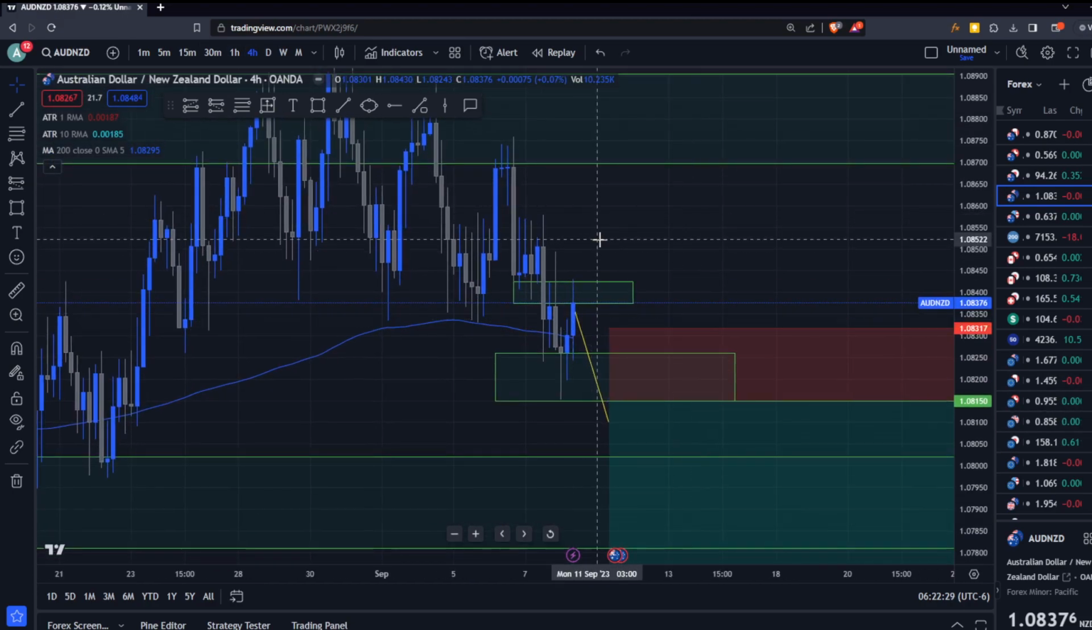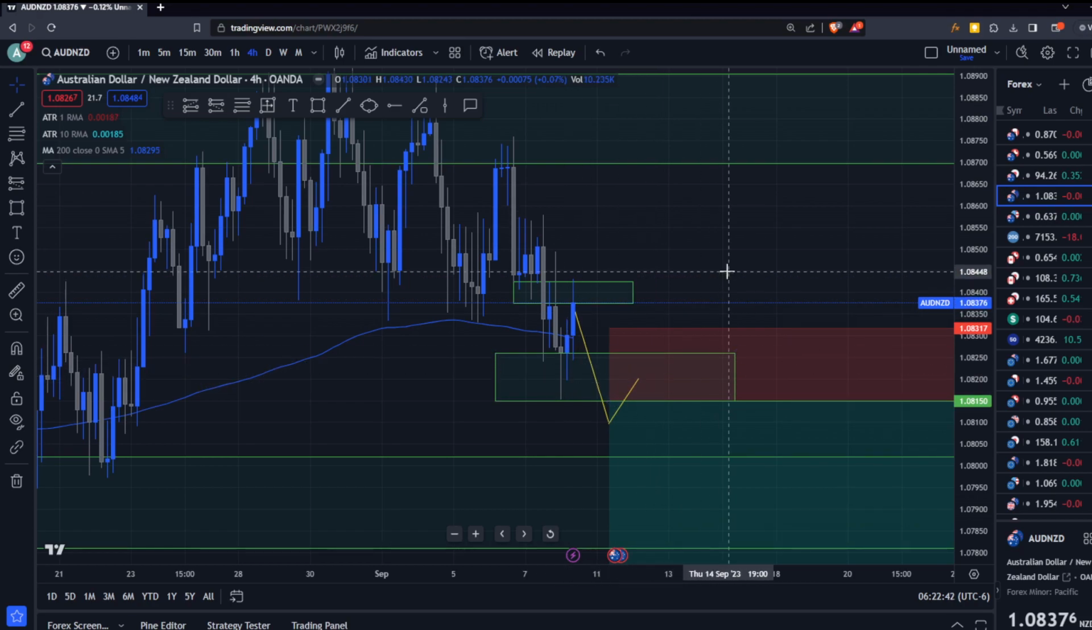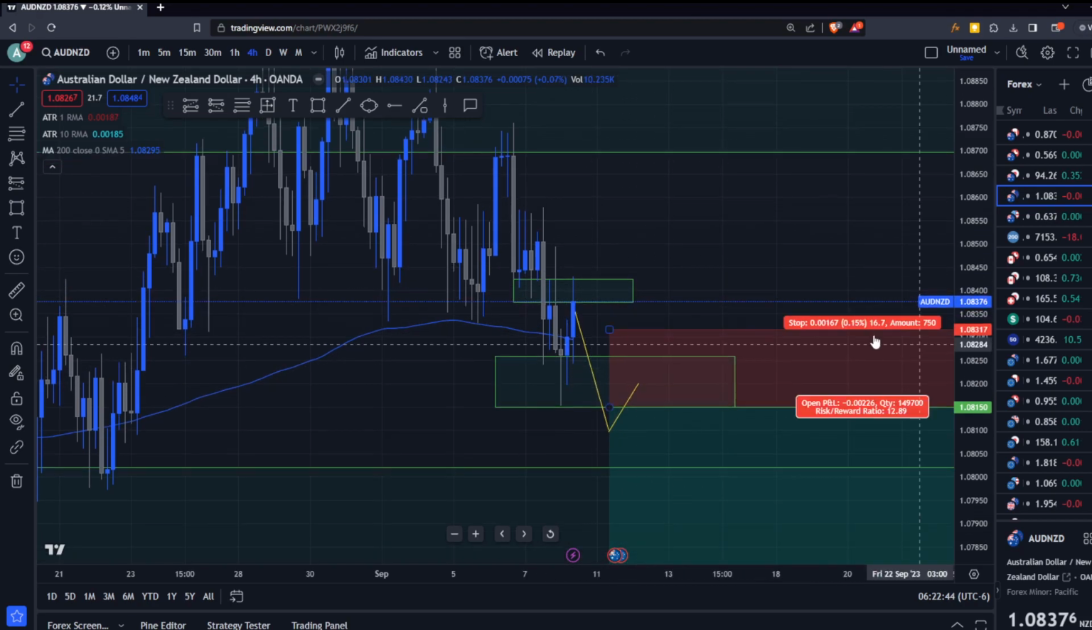I want it to be on a 4-hour time frame. I want it to break below this zone, break below this 4-hour moving average, and then retest. This 4-hour moving average right here is going to catch up, and then price is most likely going to reject it as well. So then we have a bunch of protection here.